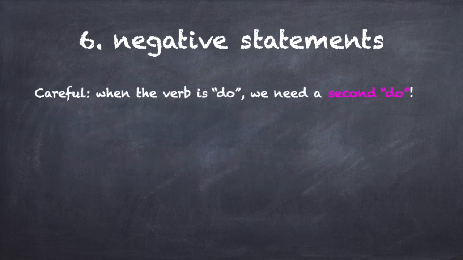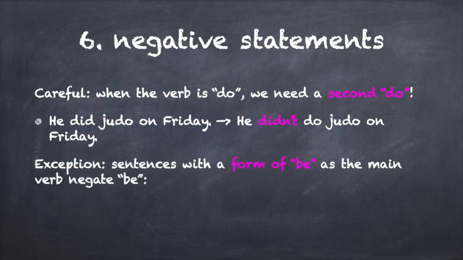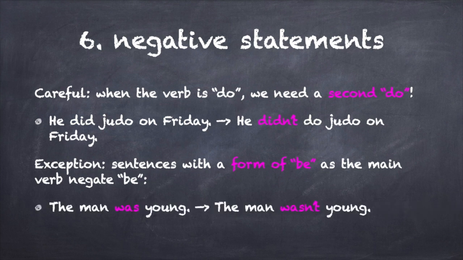Careful, when the verb is do, we need a second do. Wir müssen also zweimal do hinschreiben. So an example would be the sentence, he did judo on Friday, also Judo, den Sport. And it turns into, he didn't do judo on Friday. Also wir haben didn't und wir haben do. The only exception, die einzige Ausnahme, nochmal wie eigentlich auch vorher, sentences with a form of be as the main verb negate be. Also da haben wir kein do, da wird das be verneint. Example, the man was young turns into the man wasn't young.